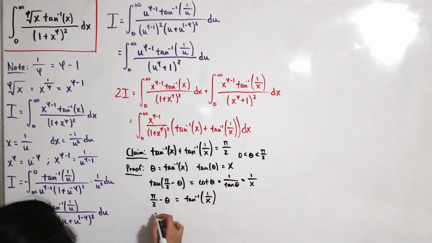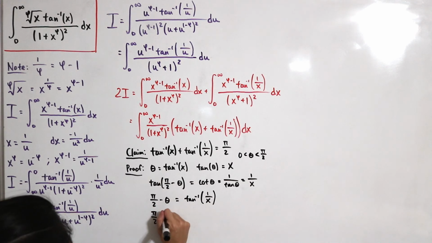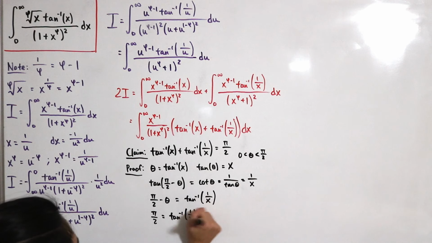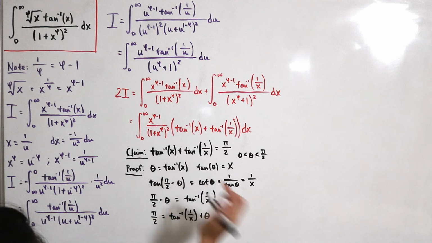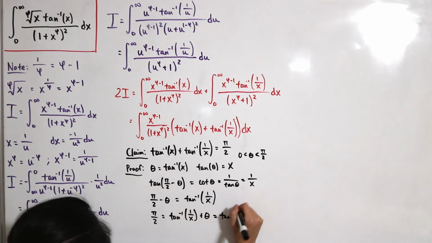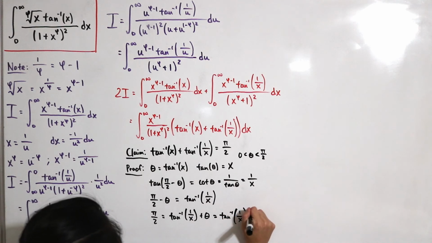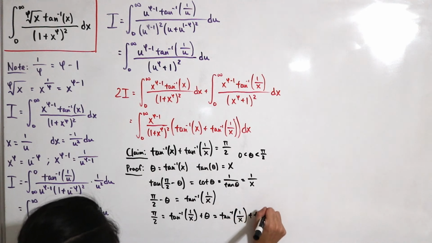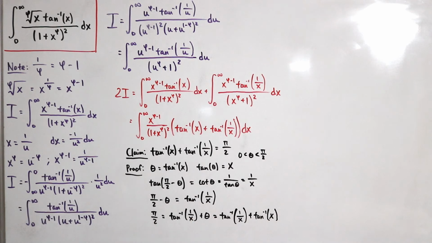Then I'll just add theta to both sides, so then we have pi over 2 equal to inverse tangent of 1 over x plus theta, but we also said that theta is equal to inverse tangent x. Therefore, inverse tangent of 1 divided by x, added with inverse tangent of x, is equal to pi over 2.